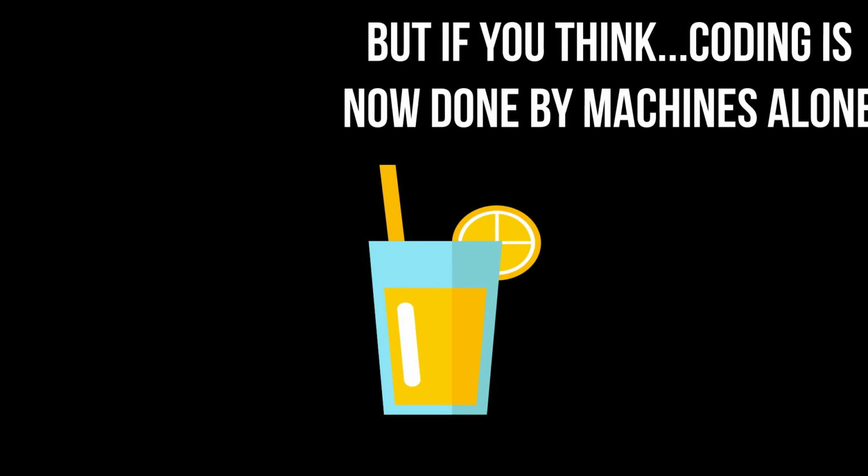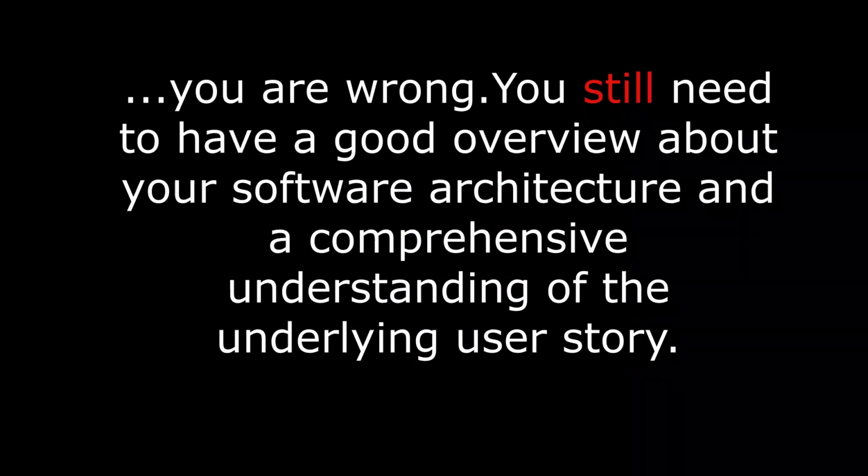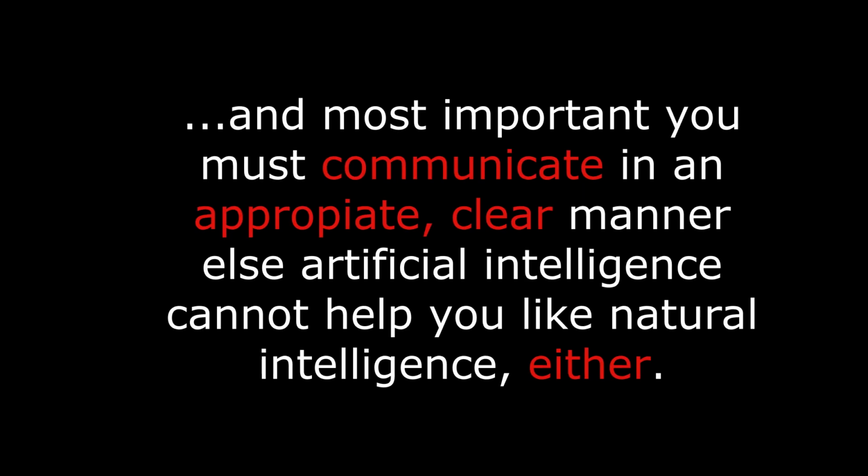But if you think coding is now done by machines alone, you are wrong. You still need to have a good overview about your software architecture and a comprehensive understanding of the underlying user story. And most important, you must communicate in an appropriate, clear manner, else artificial intelligence cannot help you, like natural intelligence either.